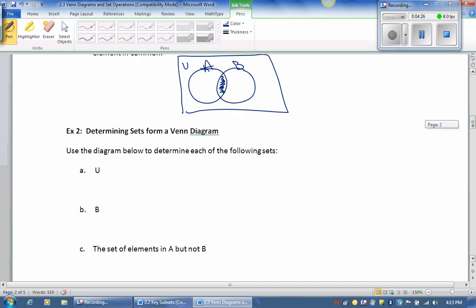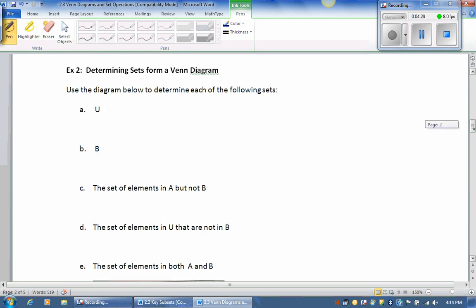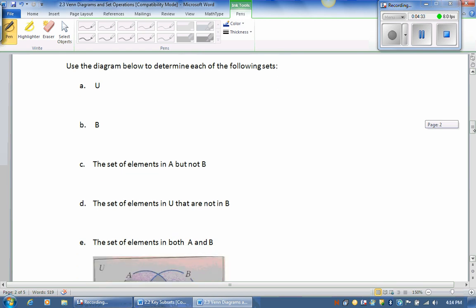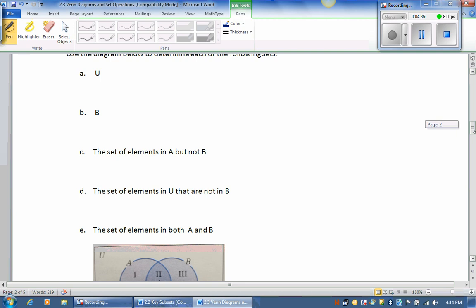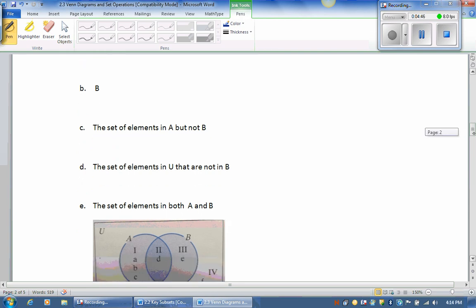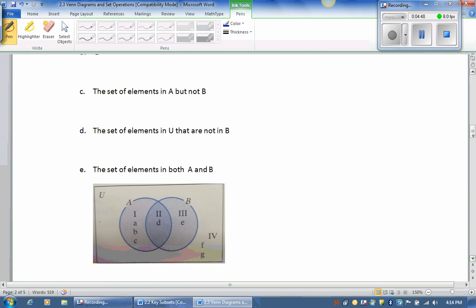Okay, so let's go about how we use this. So my picture is not exactly where I like it, but we're going to determine sets from the Venn diagram. We're going to use the diagram below to determine each of the following. So the first one is the universal set. Okay, so I want to know everything, all of my elements, right? The universal is everything that there is. So I actually have to go through and I have to list everything in this picture. Every single element I see gets listed. Okay?